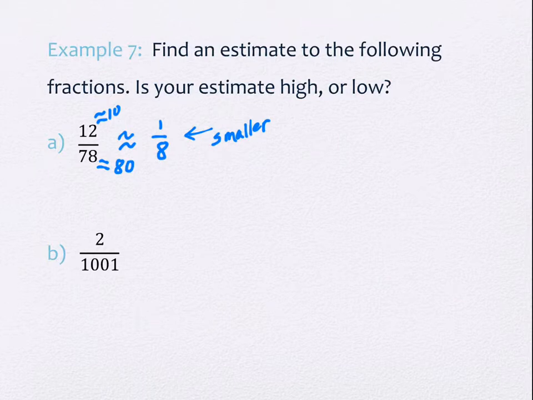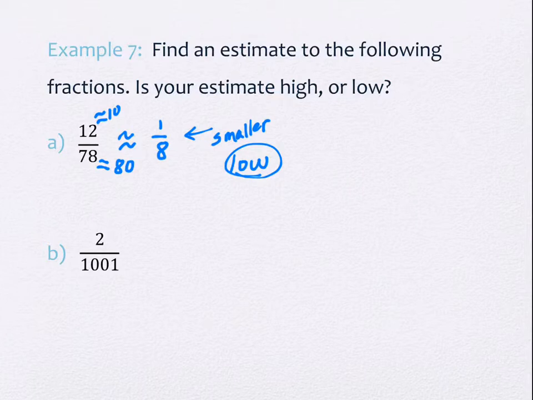So since our fraction is smaller than what we started with, is our estimate high or is it low? It's a low estimate, because the value that we're using as our estimation is smaller than the one we started with. So our estimate is a low estimate. Something to keep in mind: if we change this number into 1/8 and do some sort of calculation with it, we know that the calculation we get at the end is a little bit smaller than what our answer really should be. Okay? All right, take a look at part B.